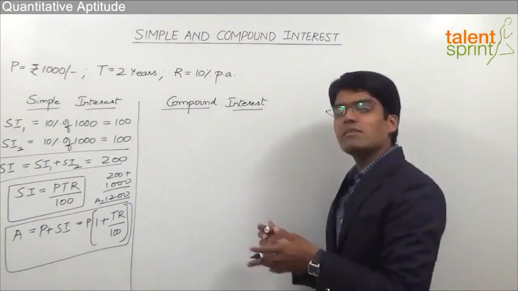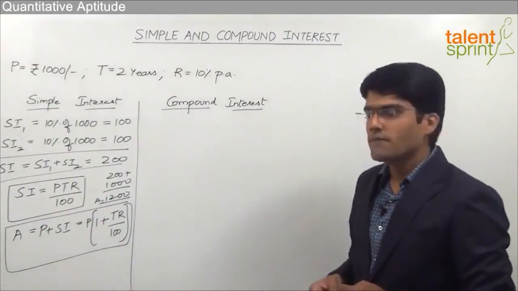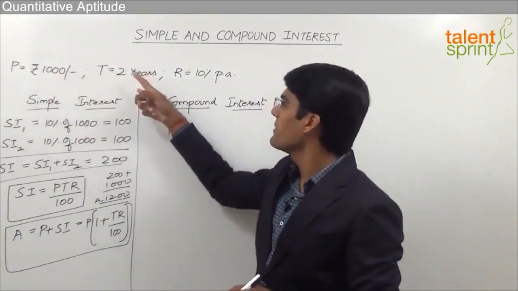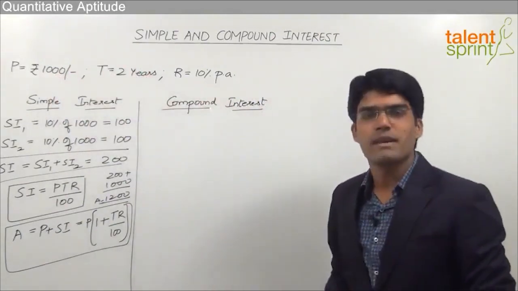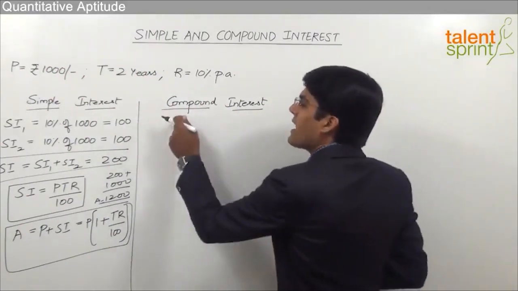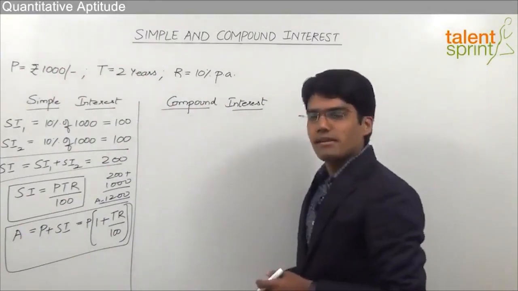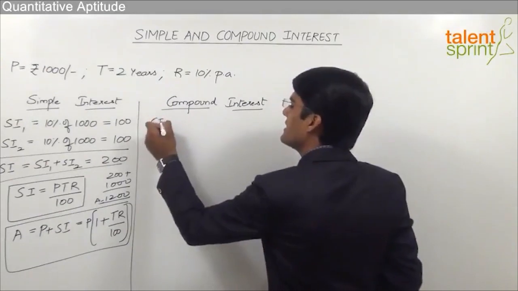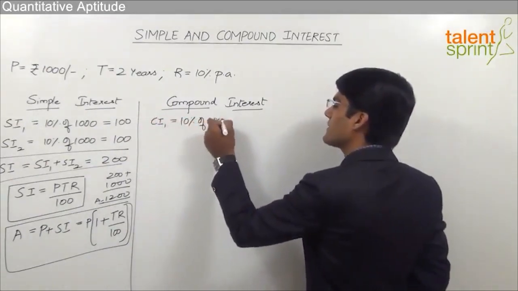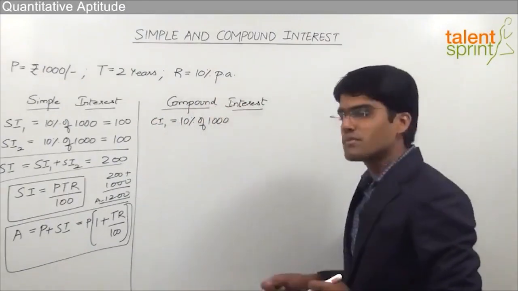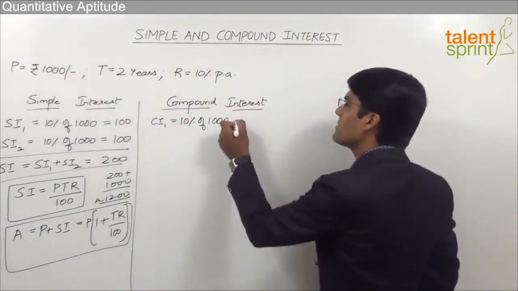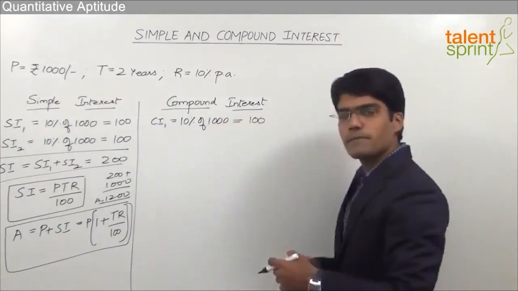Let us now do the calculation for compound interest. And from a comparison point of view, we will take the same values, that is 1000 rupees for a period of 2 years at 10% per annum to find out the compound interest. Now, let us again calculate compound interest for 2 years separately. So the compound interest for the first year will be equal to 10% of 1000 rupees, as the rate of interest is 10% per annum and the principal amount is 1000. So 10% of 1000 will be equal to 100 rupees.